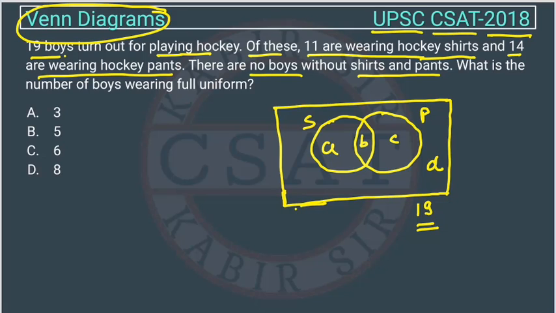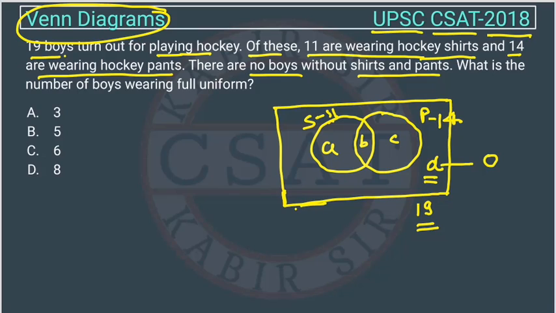So they have given the total number of boys wearing shirts are 11, and how many are wearing pants? This is 14, right? And they have given there are no boys without shirt and pants. So there is no child who is wearing neither shirt nor pants, right? So which one is that? D. So they have given D is 0, right?